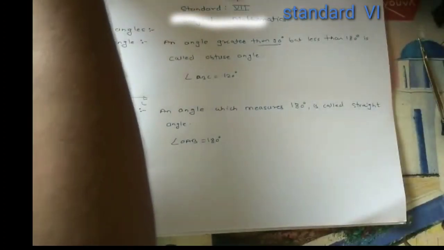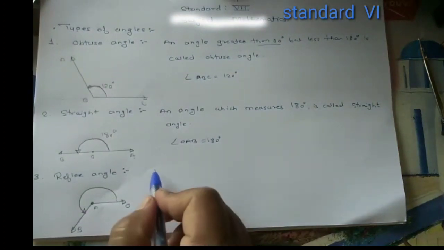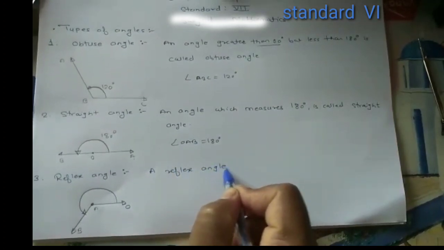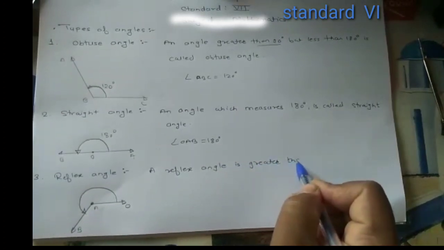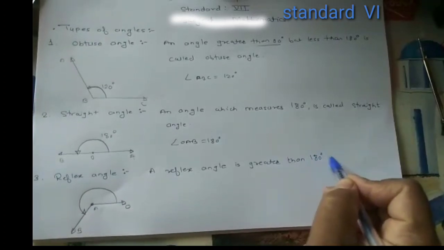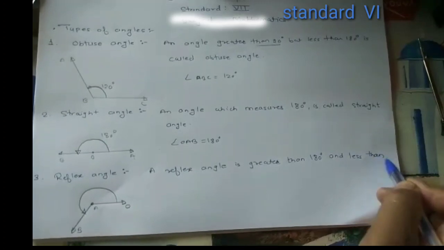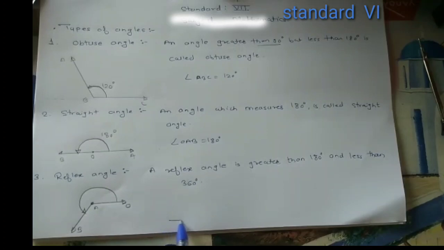So first I write what a reflex angle is. A reflex angle is greater than 180 degrees and less than 360 degrees. That angle is called a reflex angle.